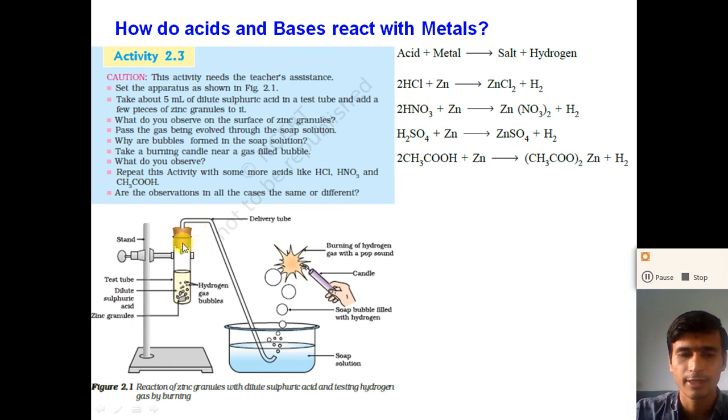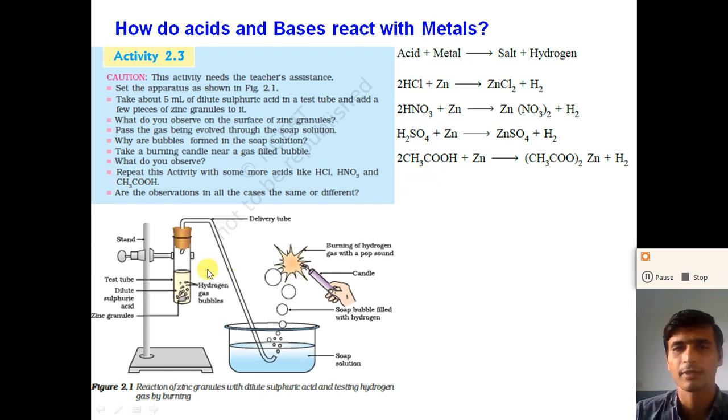So when the acid reacts with the metal, it produces salt and hydrogen gas. Dear student, you have to remember this activity. It will be asked in the examination: explain the activity of an acid reacting with metals, or an acid reacting with zinc, with the help of the figure. So you have to remember this activity with the help of the figure, how the acid reacts with the metal.